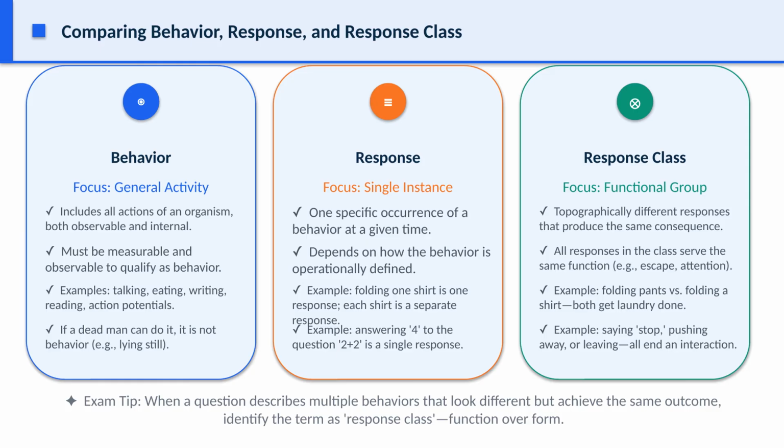How you operationally define the behavior determines what counts as one response. A response class, by contrast, groups together topographically different responses that all produce the same consequence, like saying stop, pushing away, or leaving, all of which end the interaction. Understanding these distinctions is critical for exam questions on measurement, functional analysis, and designing function-based interventions, because you'll need to identify whether you're tracking individual responses or a class of functionally equivalent behaviors.